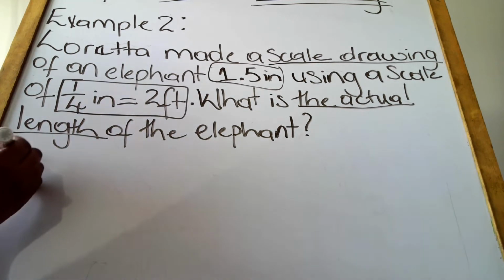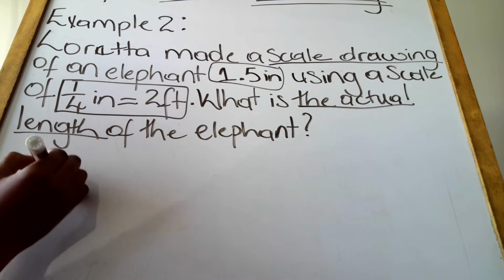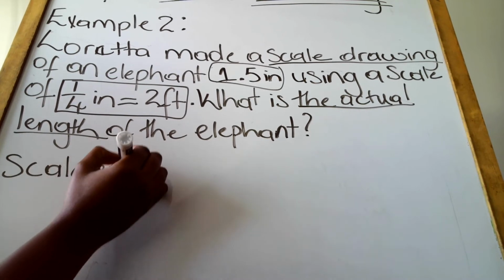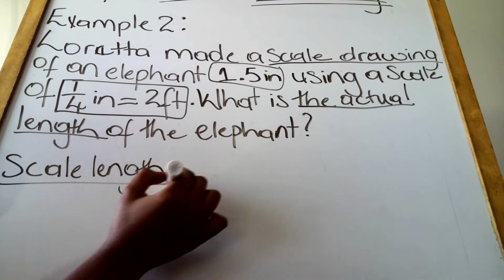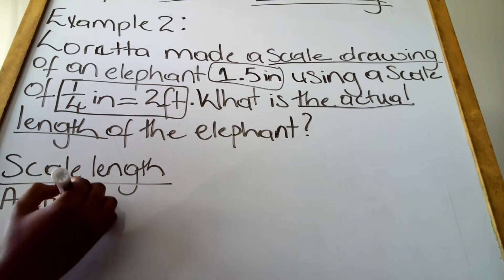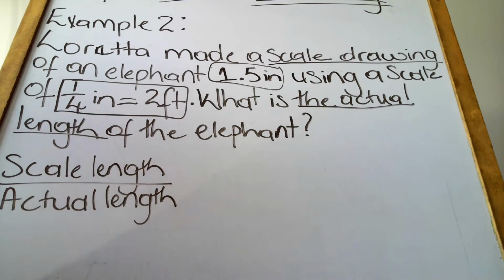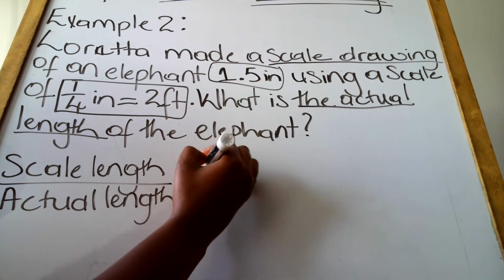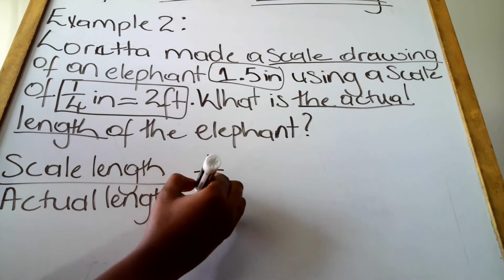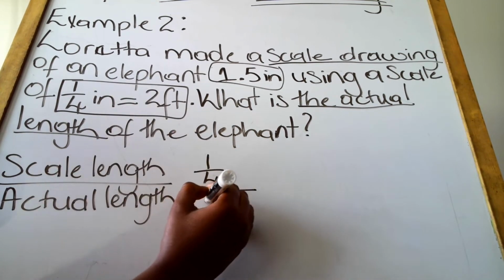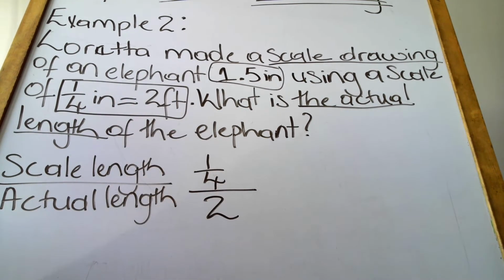So remember, first step, scale length over the actual length. Always scale length over the actual length. The scale that is given in the question, we write it as a ratio in the form of a fraction. That's the first step. So 1/4 is the first term. We put that in the numerator.